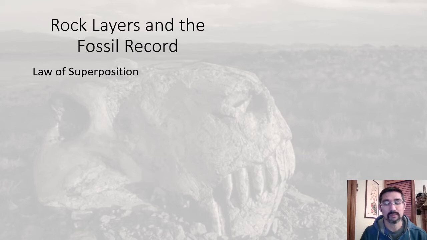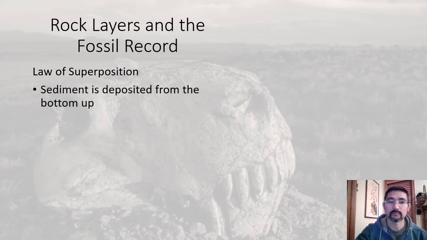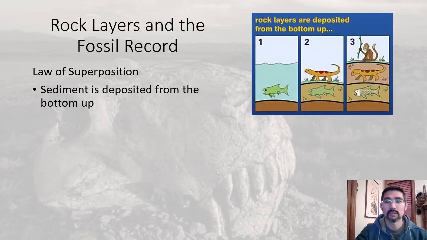The law of superposition sounds really fancy, but really it just means that the deeper that you go into a group of sediments, the further back you're going to go into time. And so sediment is deposited from the bottom up. And here we've got a very crude example, but still I think it's a really great example. And in picture number 1, we have an image of probably early Earth.